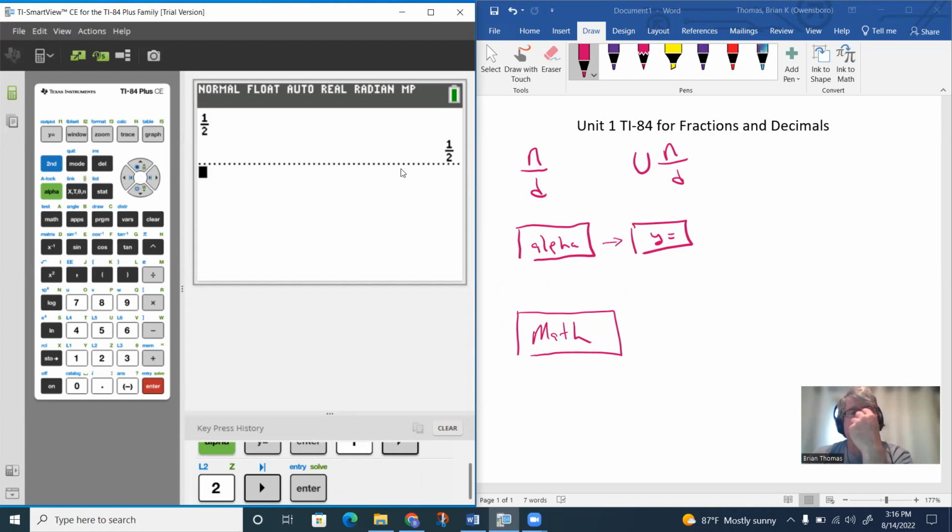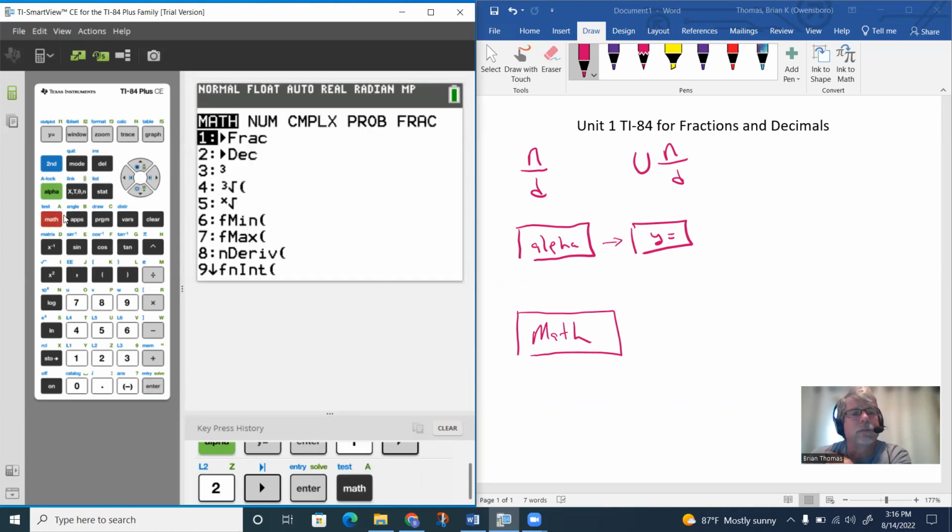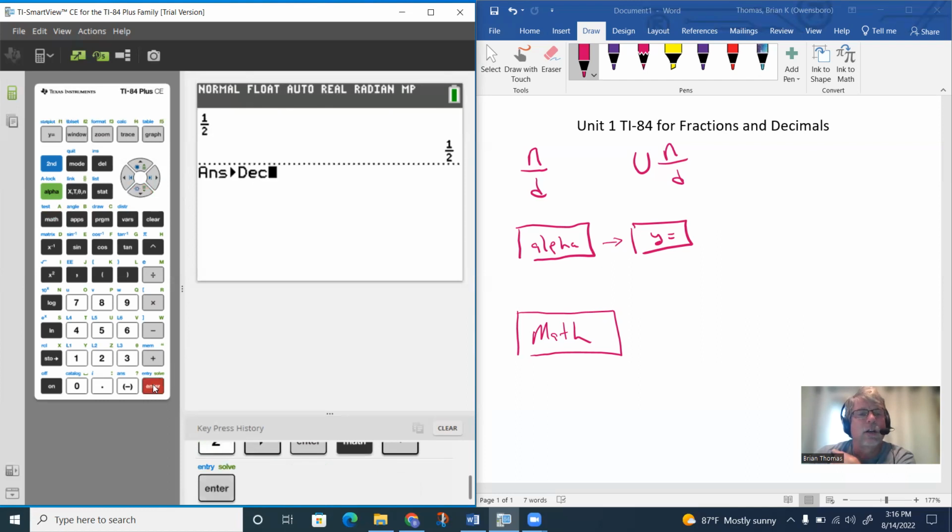Now, if you want that to be a decimal, you may already know that 1/2 is the same thing as 0.5. If you go to the math button, notice how it has this arrow fraction, arrow decimal. That's what these stand for. If I want to change this to a decimal, I can use my down arrow to highlight that one and hit enter. This brings the 1/2 down here, and it's going to change that answer into a decimal. If I hit enter, it'll give me the decimal 0.5.